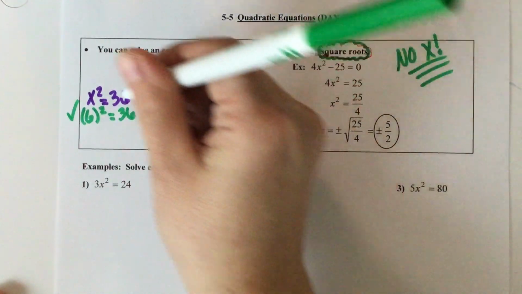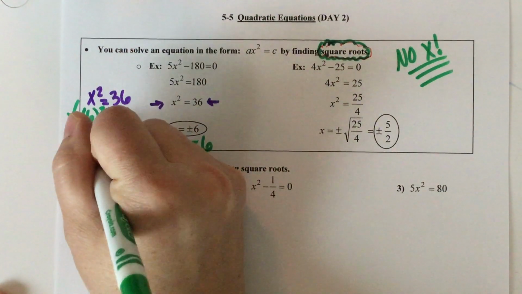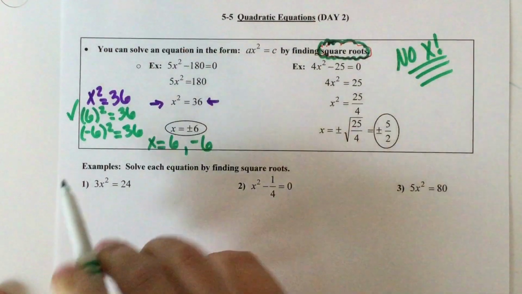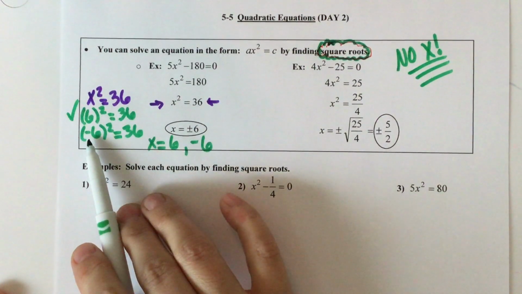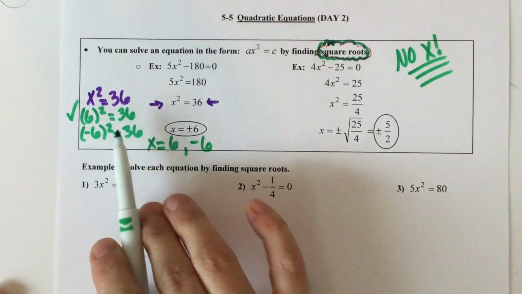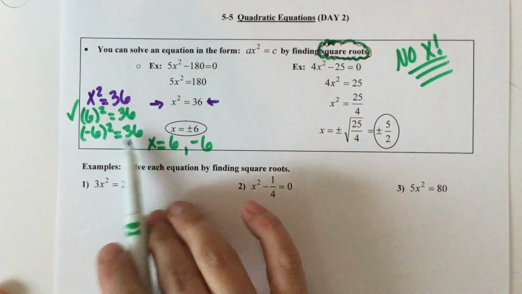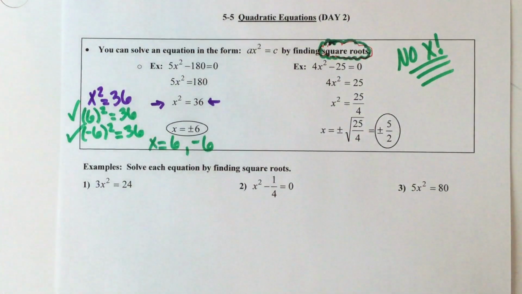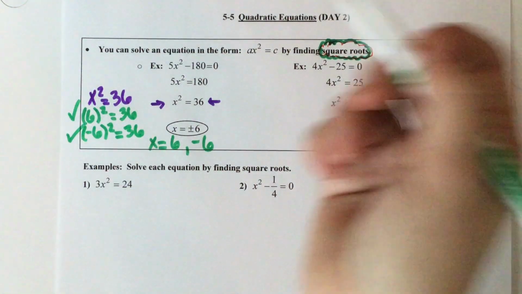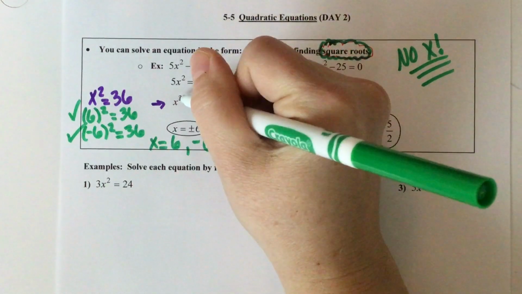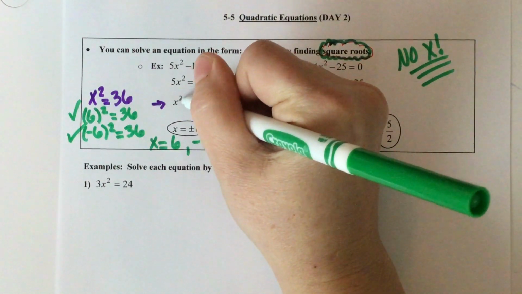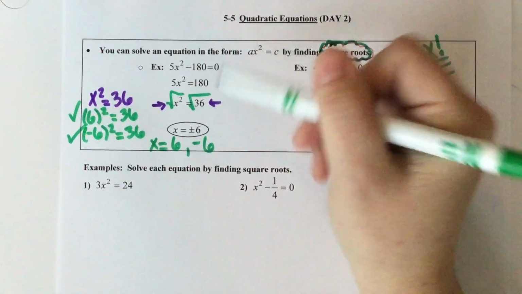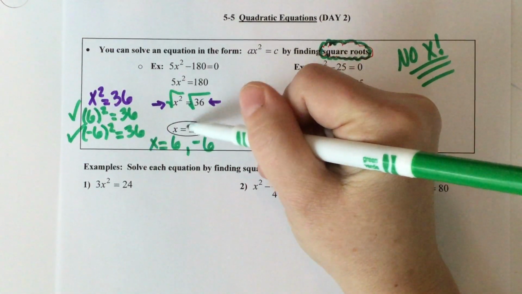Now let's check the negative 6. If I put negative 6 into the x and square it, does that also make 36? Does negative 6 times negative 6 make a positive 36? Yes, it does. Okay, so that's why we have two answers. So anytime you want to get rid of a squared, you square root both sides, and the minute you square root something, you're going to slap down this plus minus.